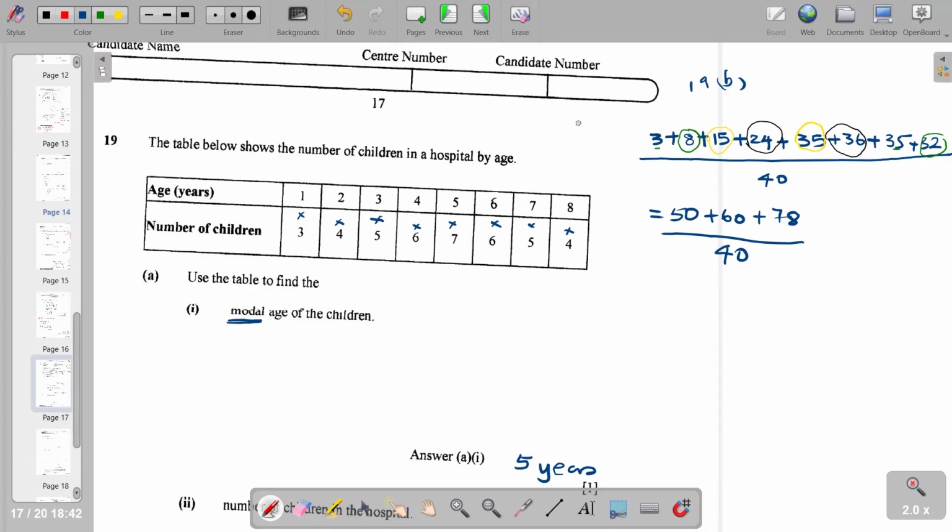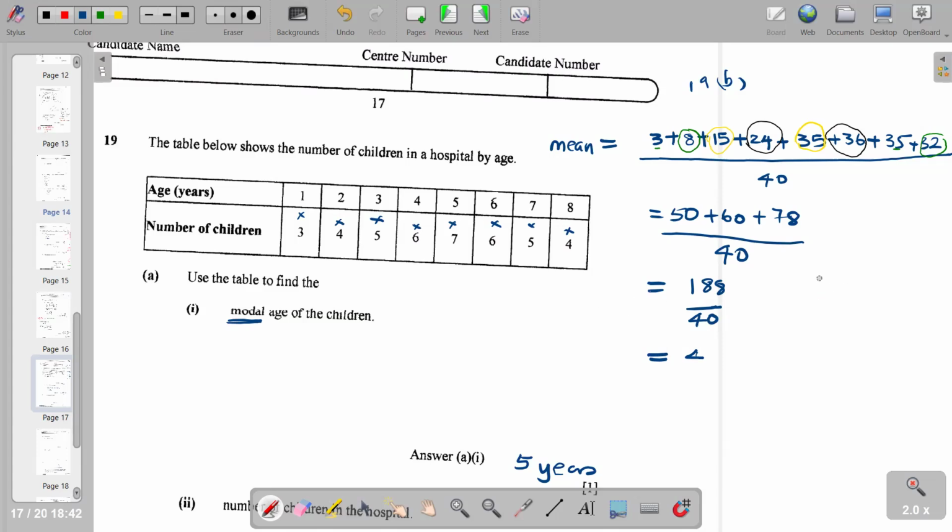So our mean, this is how we calculate it: the total of their ages divided by the number of the children. Which is equal to this plus this 110 plus that is 188 divided by 40. Then 40 here, how many times does it enter 188? We are realizing that it's entering 4 times.